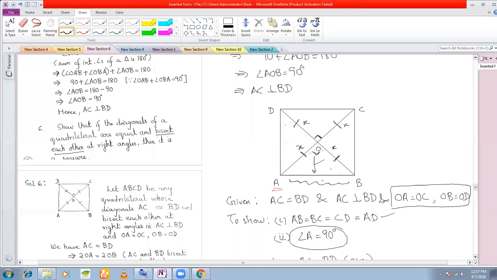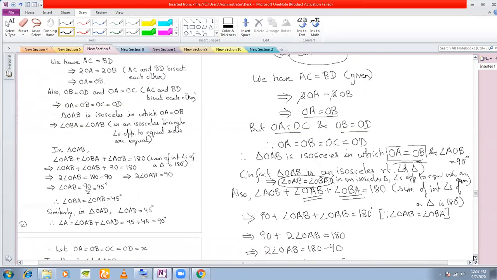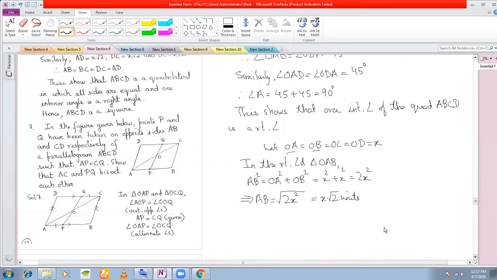This length you have got as x root 2 units. Similarly, if you consider this right angle triangle OAD, this will also be x root 2. Similarly, if you consider this right angle triangle, again you will get x root 2, and here also you will get x root 2. So similarly, you will write BC is equal to CD is equal to AD is equal to x root 2 units.